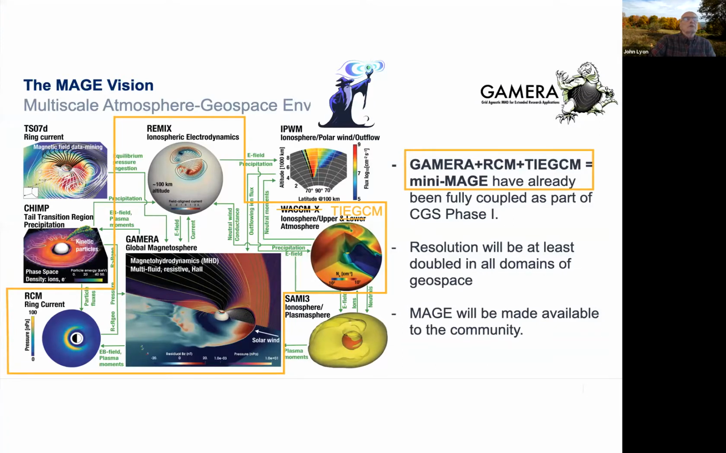So this is the mini MHD, which is being used now, is sort of our go-to solution, our go-to coupled set of models right now, which has the Gamera MHD, the Remix ionospheric electrodynamics. Ultimately, we're going to couple to WACCM-X for the ionosphere and lower atmosphere. But currently we're using TIGCM, and the ring current is coming from RCM.